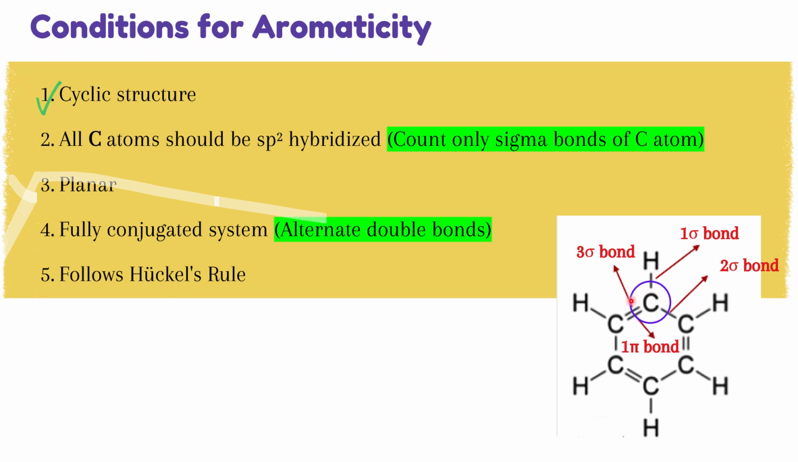So in conclusion, I can see that I have 3 sigma bonds over here. So since I have 3 sigma bonds, this means this carbon is sp2.